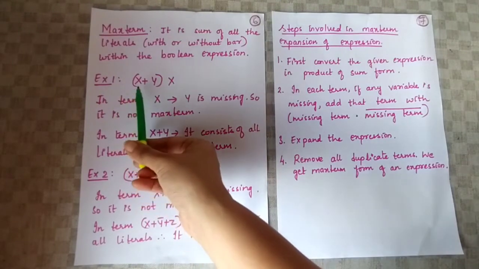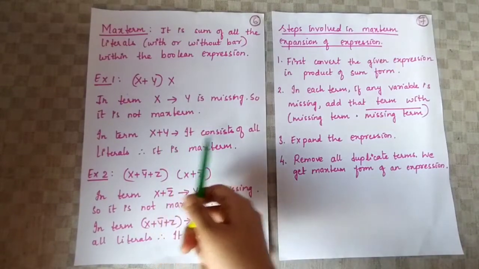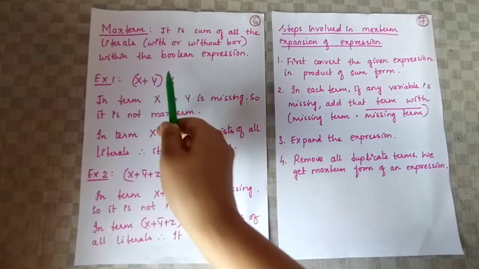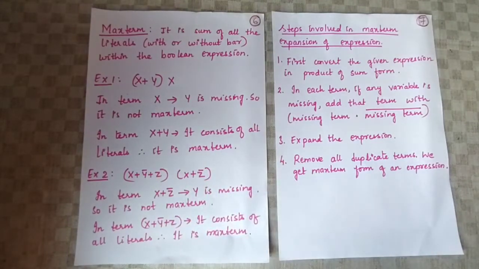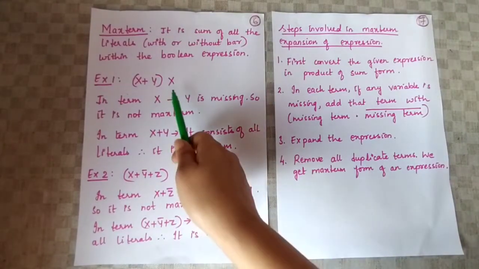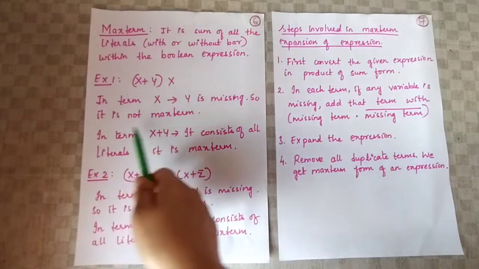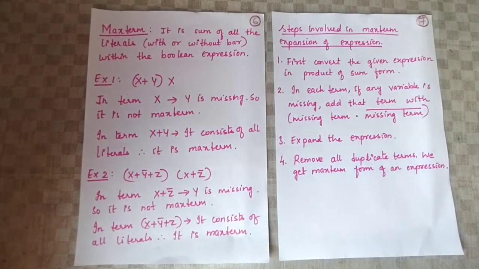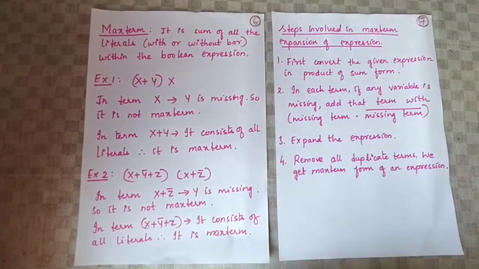Now let us take this first term, x plus y. This x plus y consists of all the literals which are present in this expression. That is why it can be said it is a max term. Now coming to the next term, which is x. Here only x is present and y is missing, so it cannot be termed as a max term. So I hope you are clear. Max term is nothing but sum of all the literals within the given expression. It can be in the original form or it can be in the complemented form.